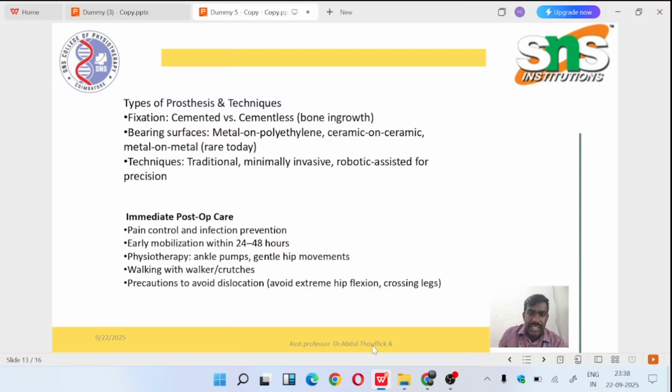Procedures vary: cemented versus cementless fixation, and different weight bearing surfaces of metal, polyethylene, or ceramic. The technique can be traditional open, minimally invasive, or robotic assisted surgery.